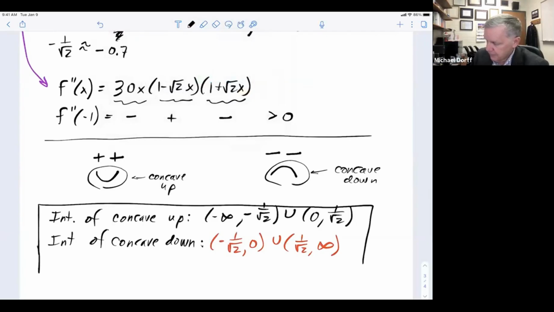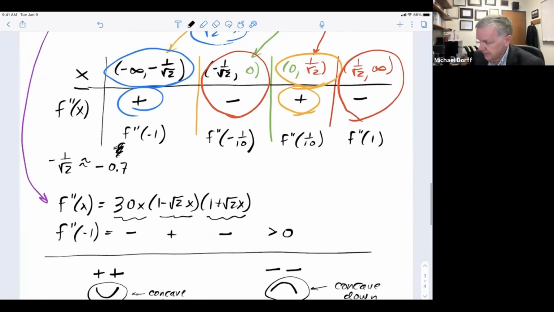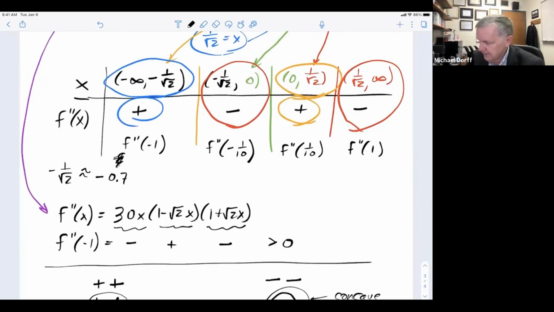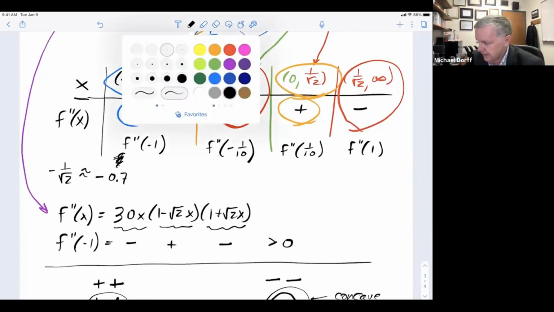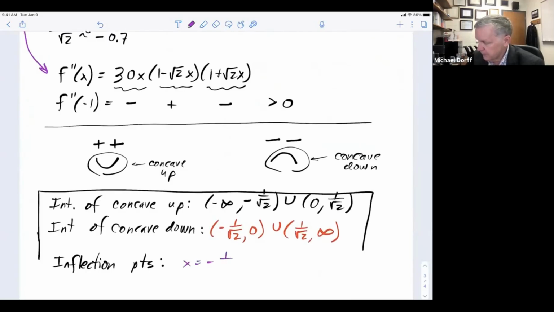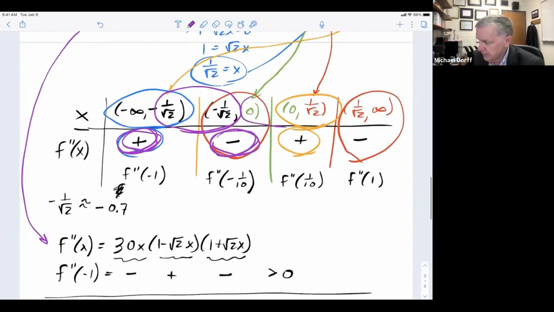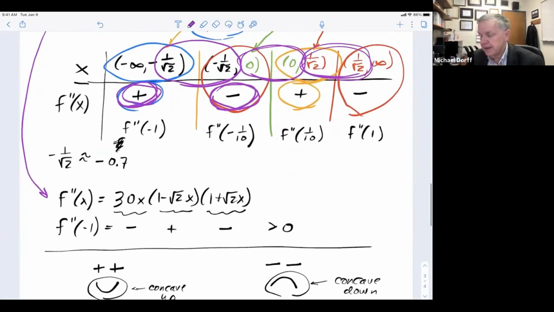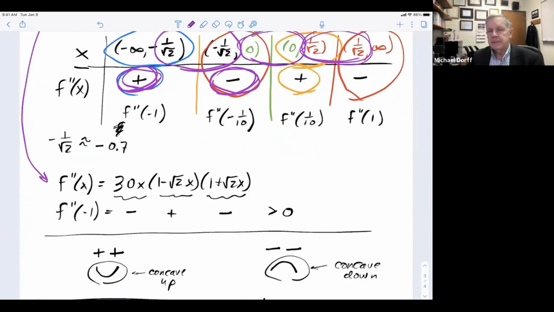And now we have to do inflection points. And what are inflection points? Well, inflection points are when it changes from concave up to concave down or concave down to concave up. Well, we can see here that those signs change at negative, let's see, I gotta get a good color here. Let's do purple. -1 over square root of 2, it changes from negative to positive, so concave up to concave down. And so we have x equals -1 over square root of 2. Likewise, I have that at 0 and at 1 over square root of 2, because in each case, the second derivative changes from plus to minus or minus to plus.